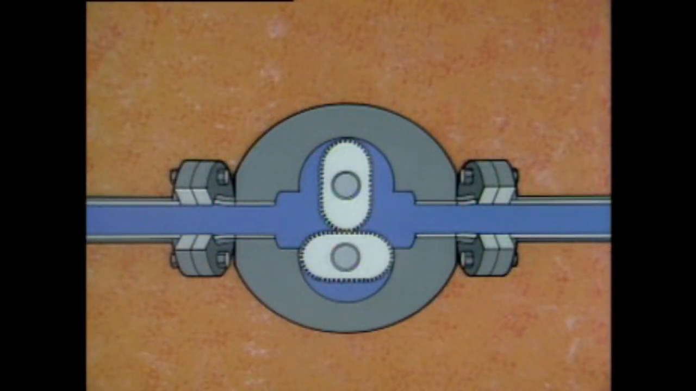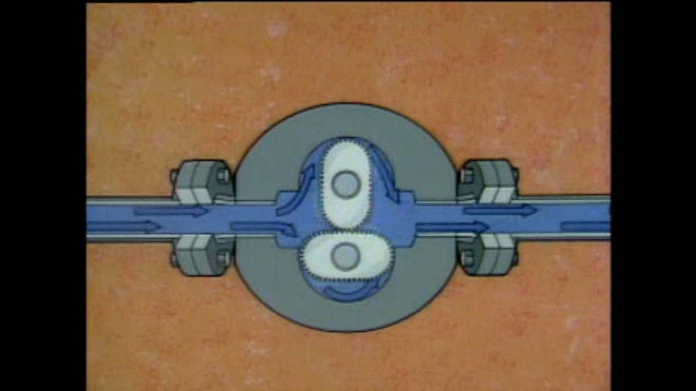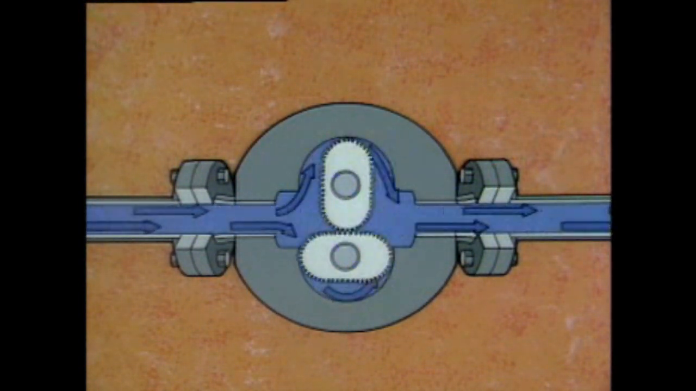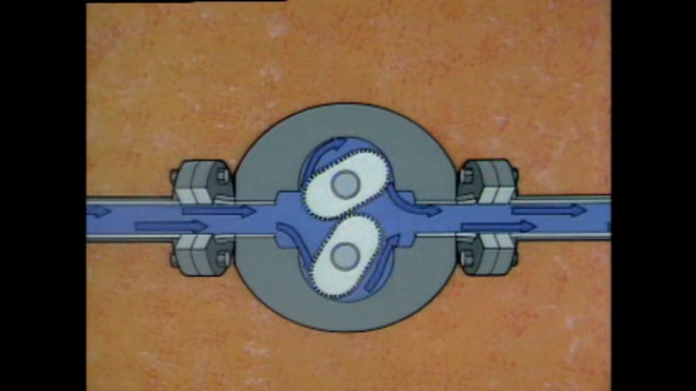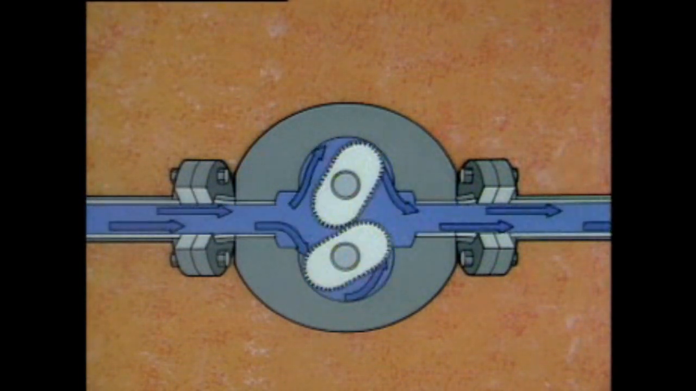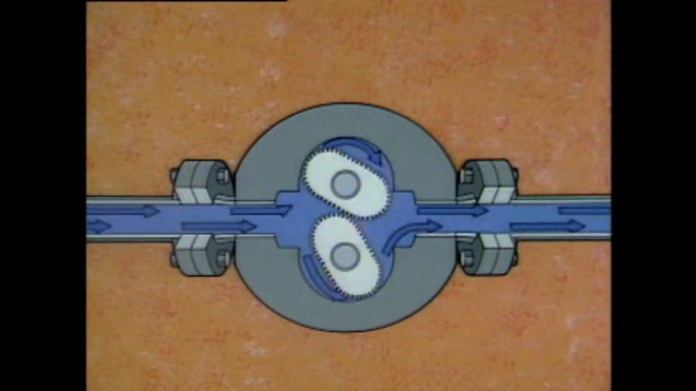As this simplified illustration shows, there are two oval gears inside of the meter. The flow of the fluid causes the gears to rotate. As they rotate, specific amounts of fluid are trapped in the chambers between the gears and the meter body. So each time the gears rotate, a precise amount of fluid is passed along.